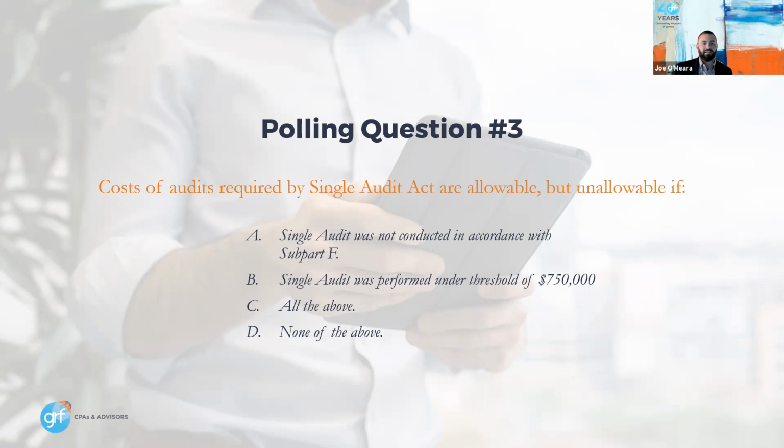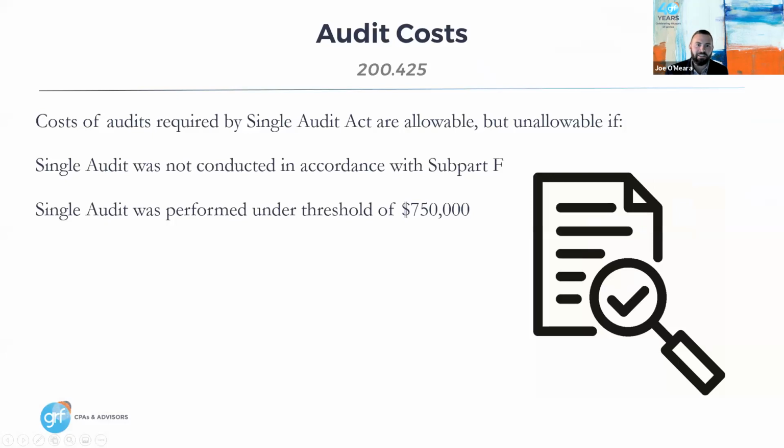All right, so the results here are a mix of all the answers. The majority of the people said all of the above, and that is the correct answer. If we move on to the next slide, it makes sense that your single audit, which some people refer to as a uniform guidance audit, the cost that you pay your auditor for that audit are allowable costs. You're only incurring that cost because of your federal funding.